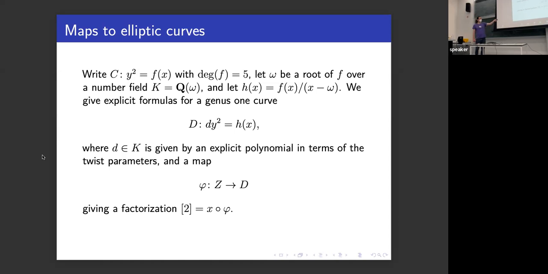And we can also write down an explicit formula for the map from our genus 5 curve to this genus 1 curve that gives a factorization of the multiplication by 2 map. So it's all a very explicit geometric picture. This is exactly the data that we need in order to apply the elliptic Chabauty method to this genus 5 curve. The idea is, if we can compute the rational points on this genus 5 curve, then we can pull those back and get a complete list of rational points on the original genus 2 curve.